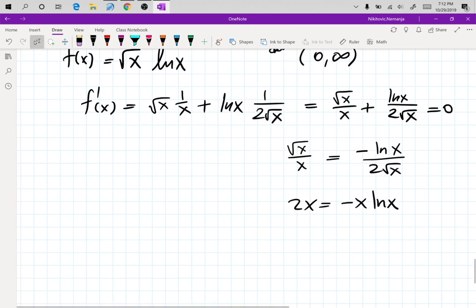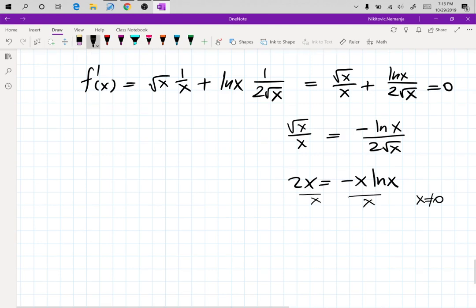Then when you divide both sides by x, because x can't be 0 because of the domain, right? We can divide by negative x. You will get that ln x is equal to negative 2. You exponentiate both sides with e to kill the ln, and you get that x is equal to e to the negative 2, which you can write as 1 over e squared.